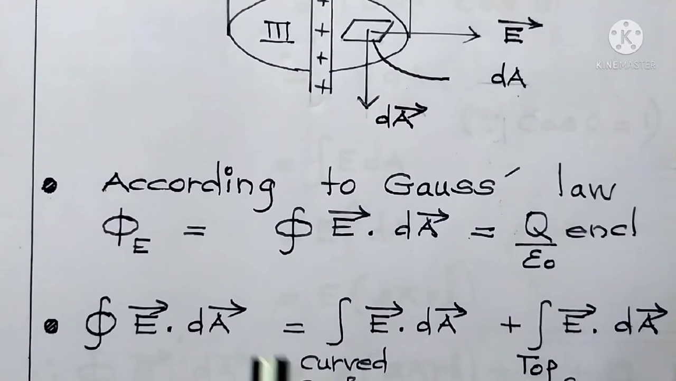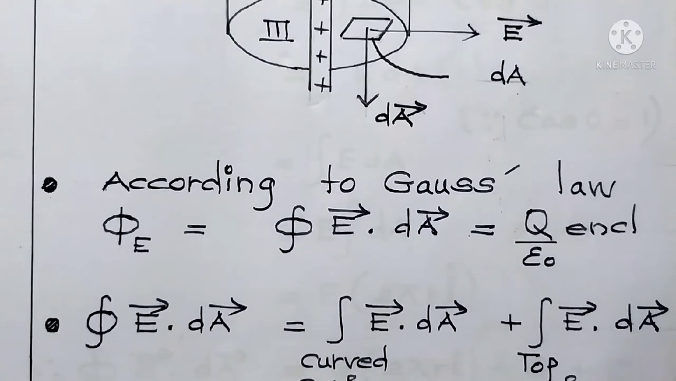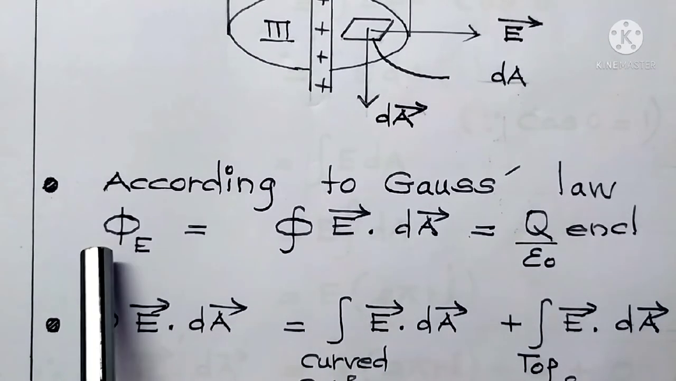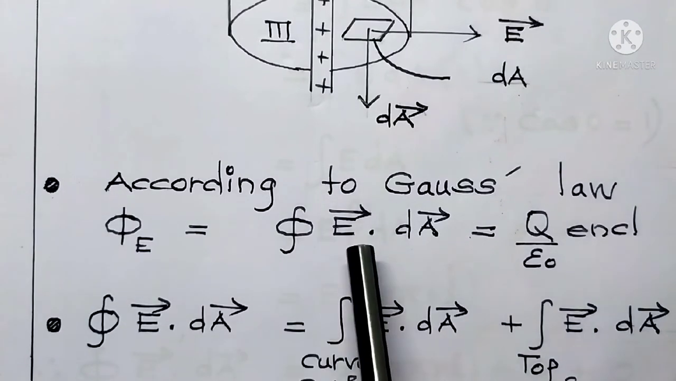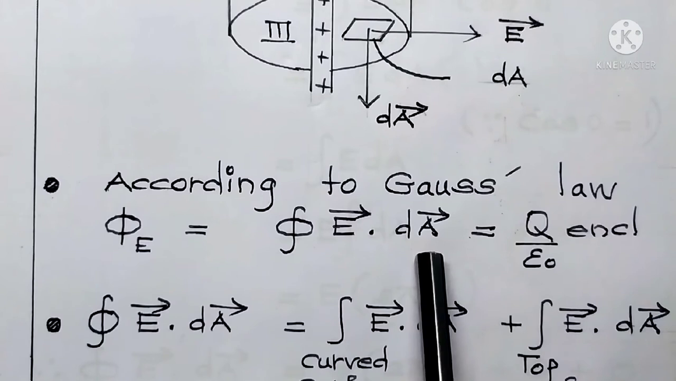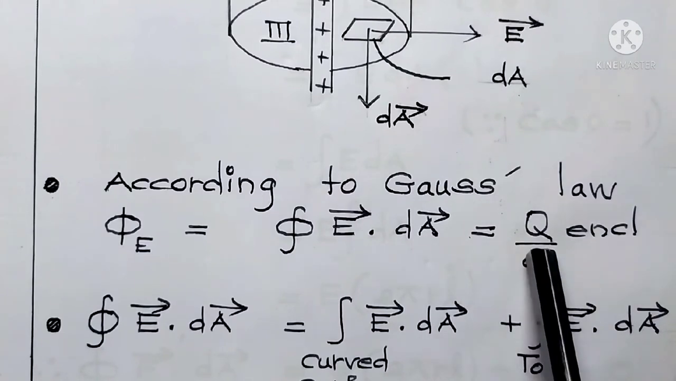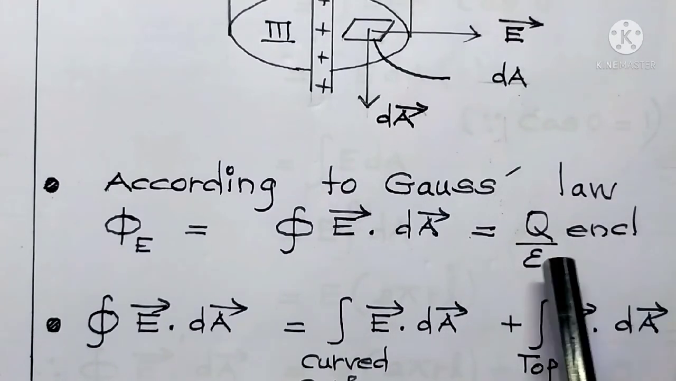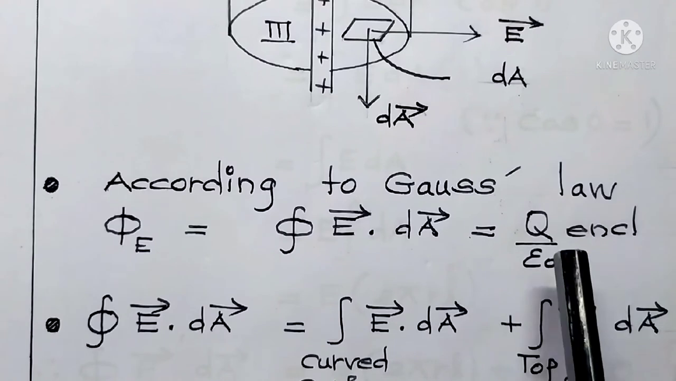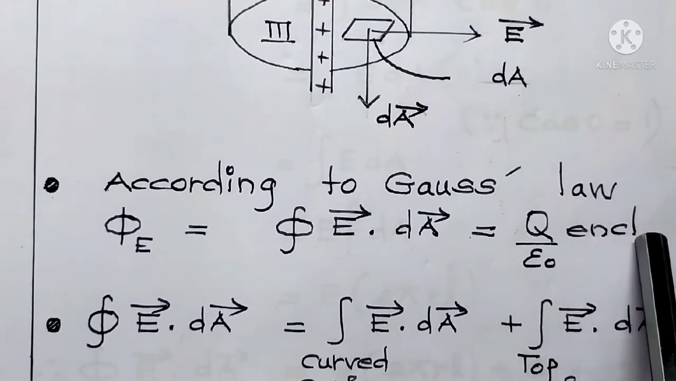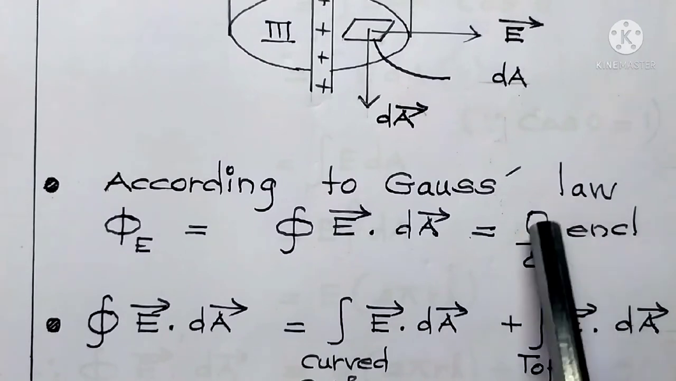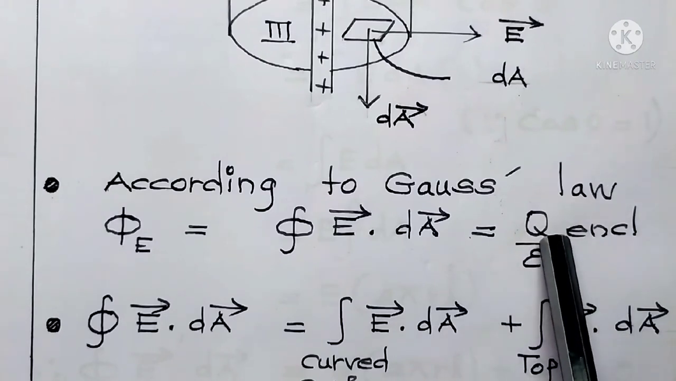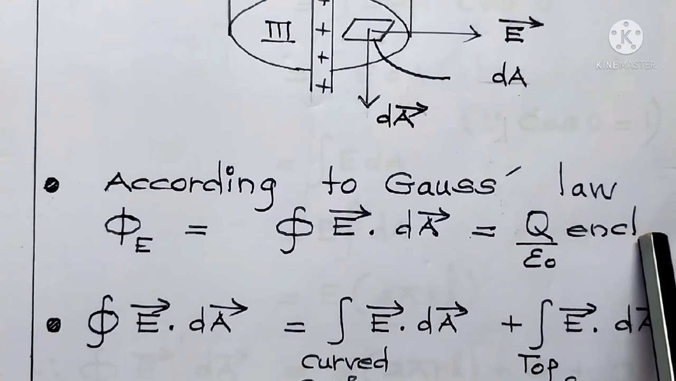Now first step, according to Gauss law, phi E is equal to surface integral of E vector dot dA vector is equal to Q enclosed by epsilon naught. What does it mean, Q enclosed? The charges enclosed in a closed surface.